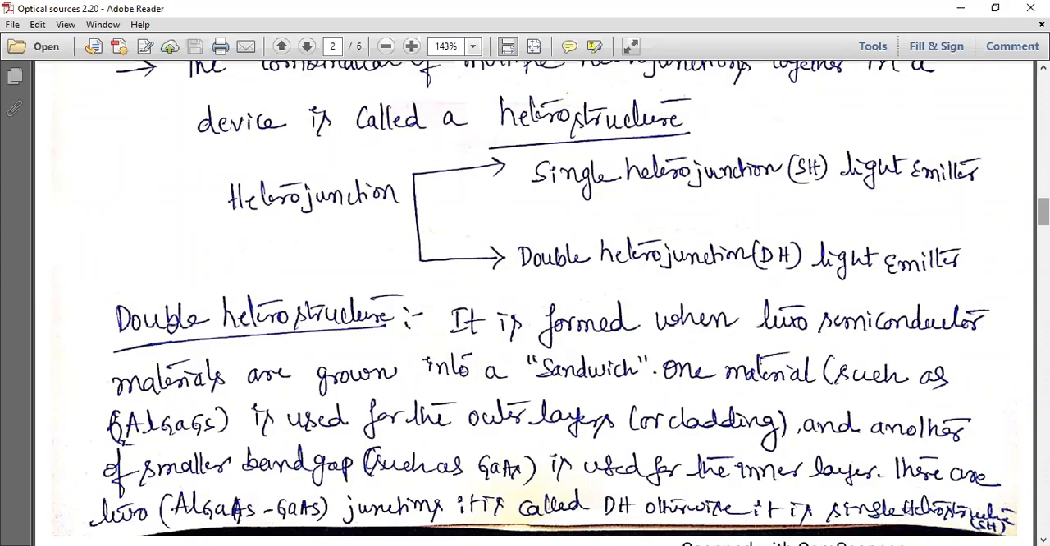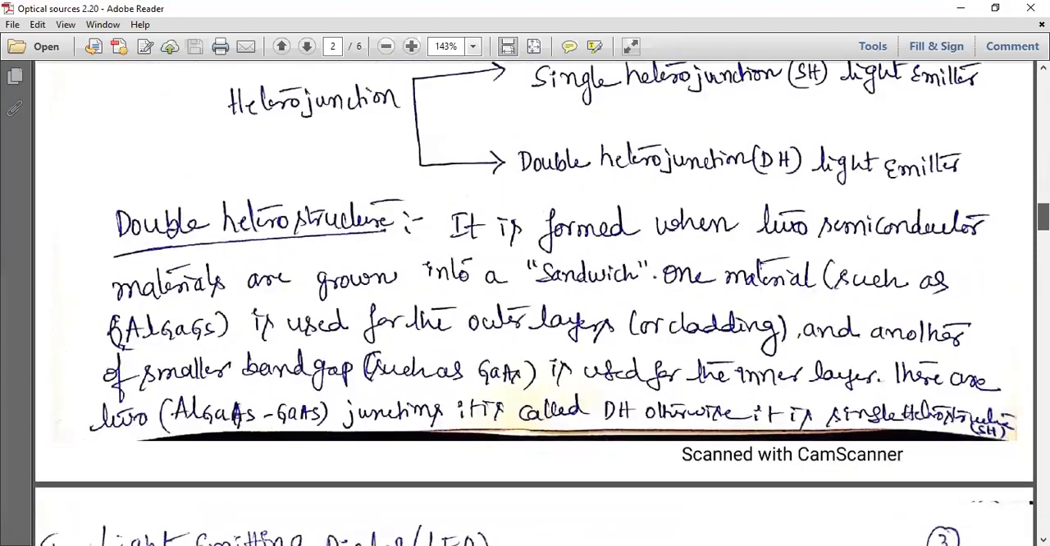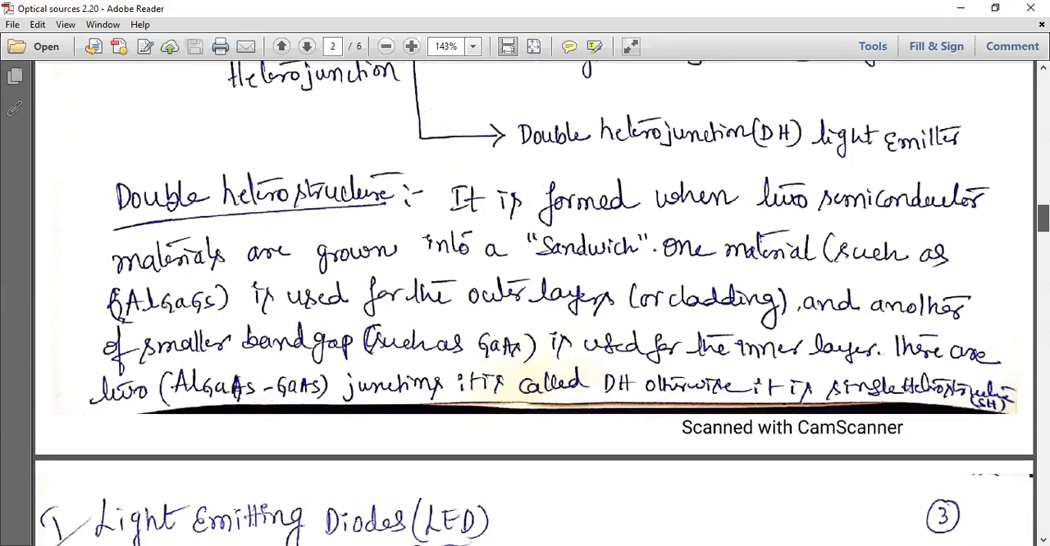If there are two such junctions, then it is called a double heterojunction. That means on one side, say gallium and arsenide, and on the other side, aluminum and arsenide. So in between them, you get two junctions. If there are two single junctions, then it is called a double heterojunction. A double heterojunction is a structure which is normally used in your LEDs and lasers. I'll go through it. So whatever I explained is here.